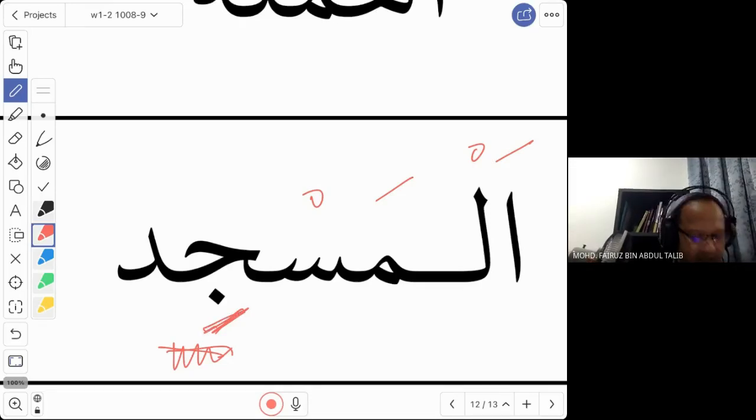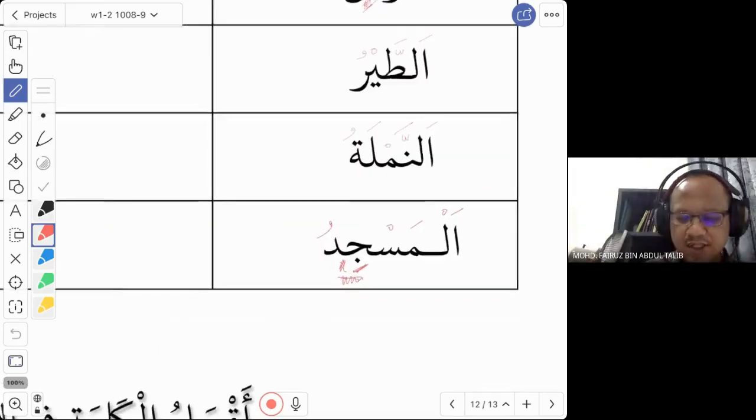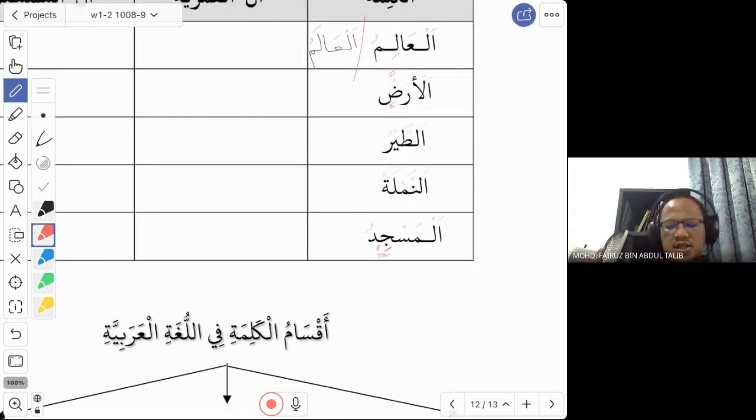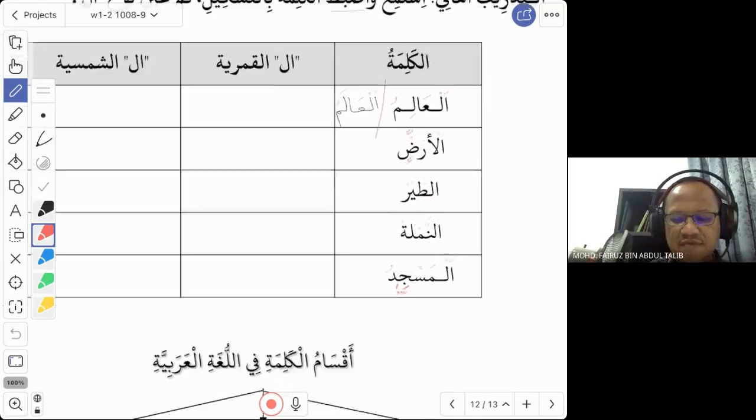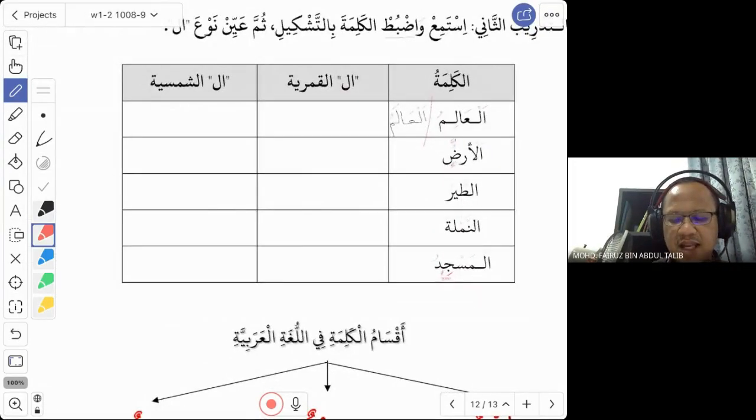If you say Al-Masjid with a long vowel, then you will have to put a ya, which is wrong. So this is how you write the word. Okay, so we have all the vowels and you can determine on your own whether it is Qamariyyah or Shamsiyyah. For the first one, for example, Al-Alim, Al, of course, it is Qamariyyah. The second one, Al, again, it is Qamariyyah.